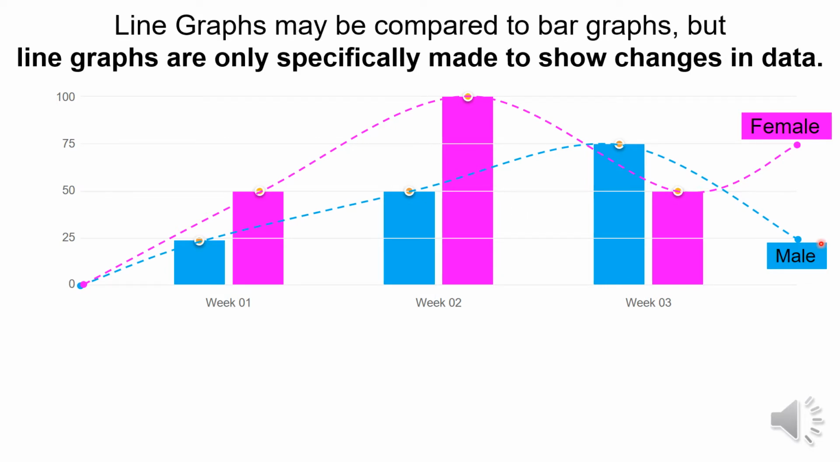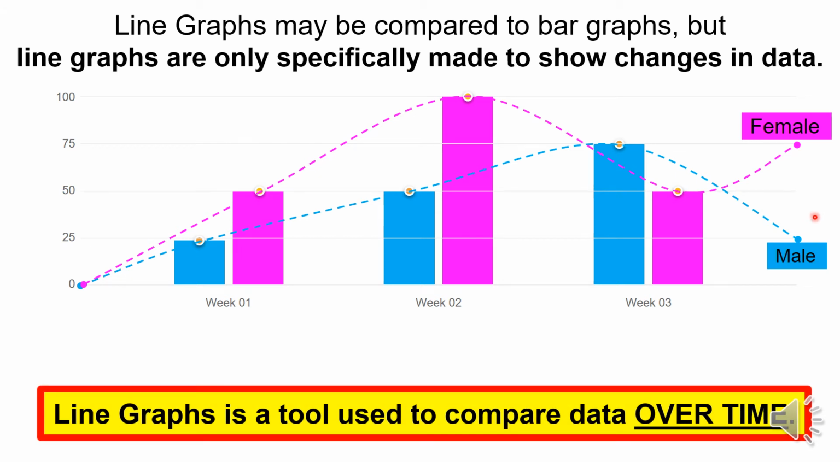Line graphs may be compared to bar graphs, but line graphs are specifically made to show changes in data. A line graph is a tool used to compare data over time. So usually here, we have weeks. You may use seconds, days, hours, weeks, years, or any category as long as it is a unit of time.